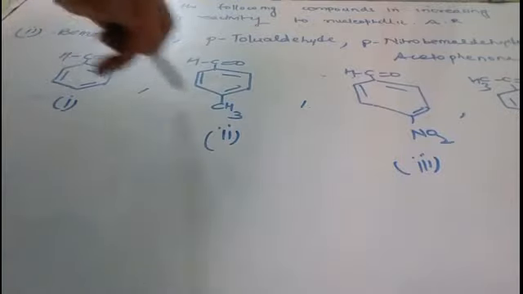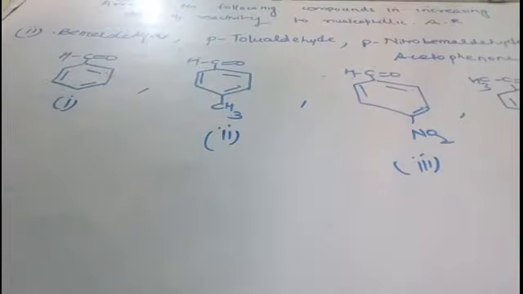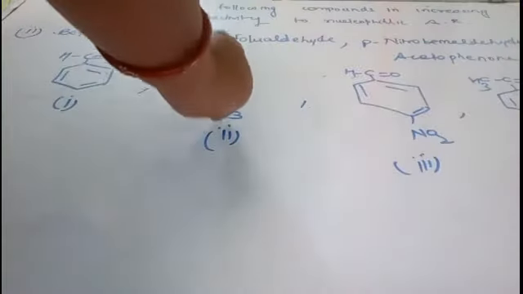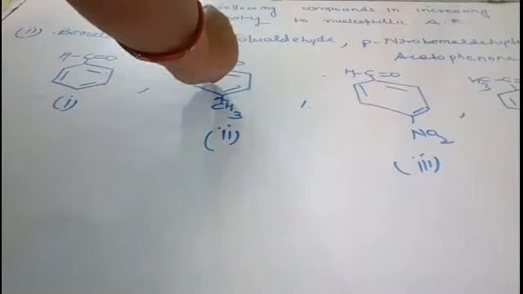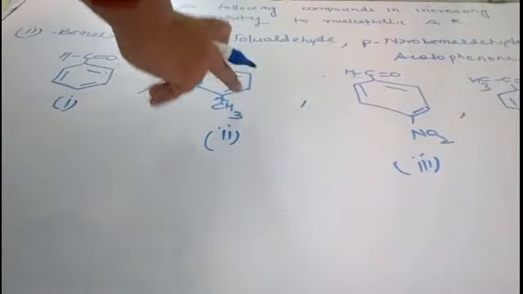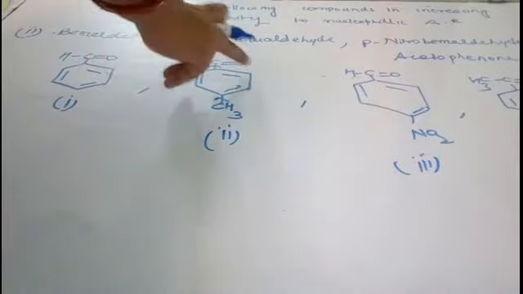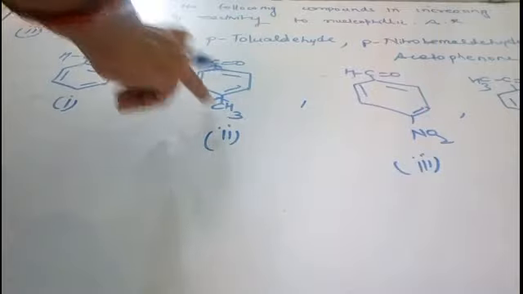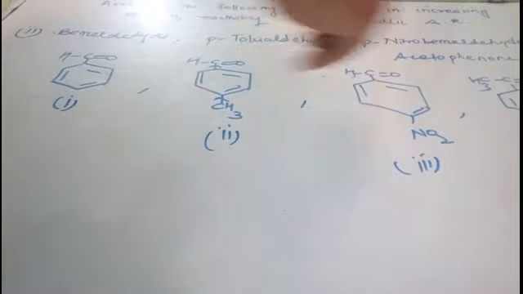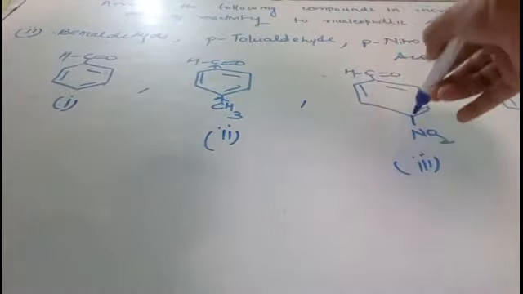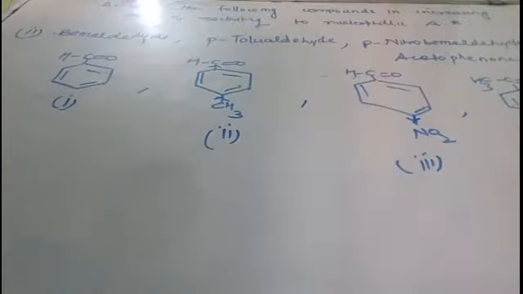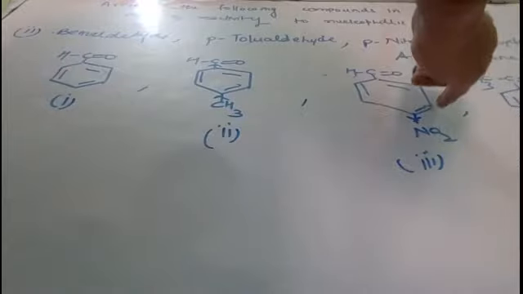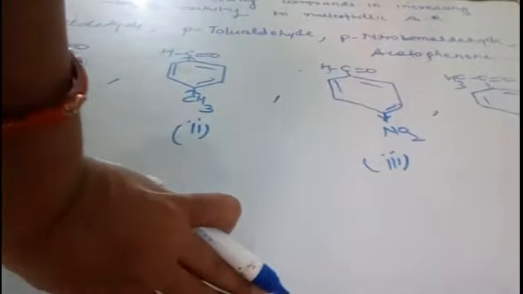Now if suppose we are attaching here plus I effect group such as here, so further it will release the electron towards the benzene ring, and benzene ring will release the electron towards the carbonyl carbon. So reactivity will decrease once due to this benzene ring, the other due to this methyl group. Now here this nitro group, it is electron withdrawing in nature. So it withdraws the electron, hence the electron density on this benzene ring will decrease, right?